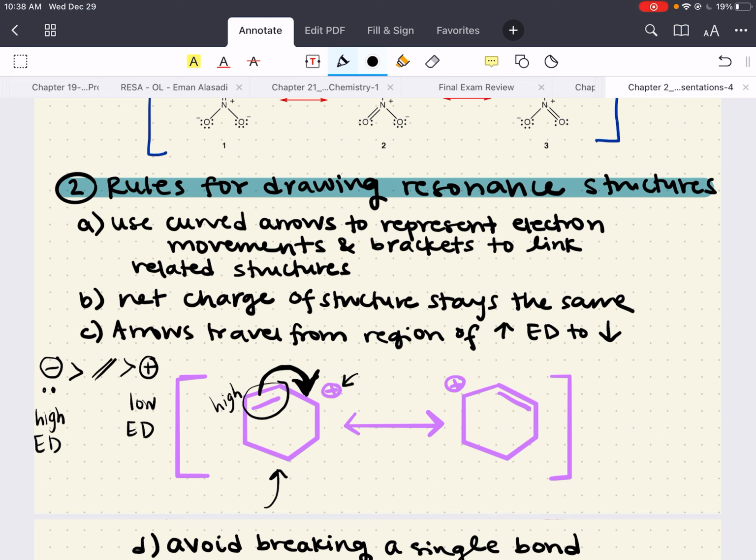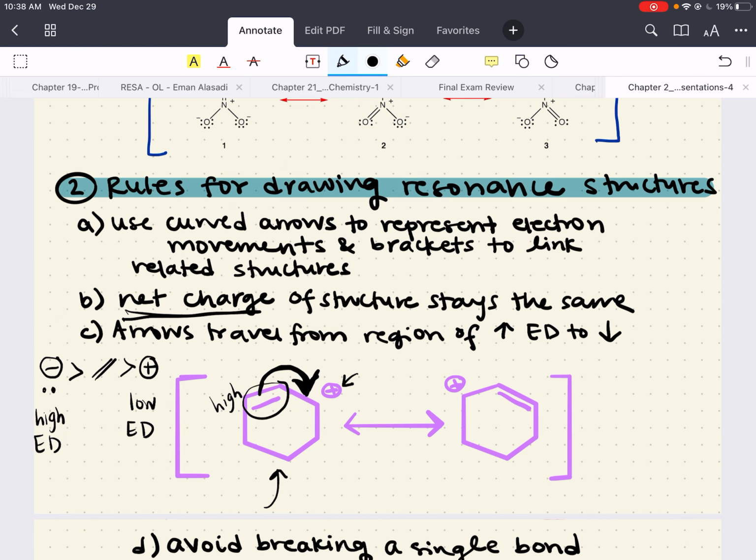Now, of course, this is going to make more sense on how to do that when we cover the patterns, but just keep that in mind as we go. All right. Another thing that you need to keep in mind when you're drawing resonance structures is that arrows are used to convey the movement of delocalized electrons. But more importantly, the net charge of structures is always going to stay the same. We're not going to try to create new net charges here. We want to make sure that we just preserve the net charge of the structure.